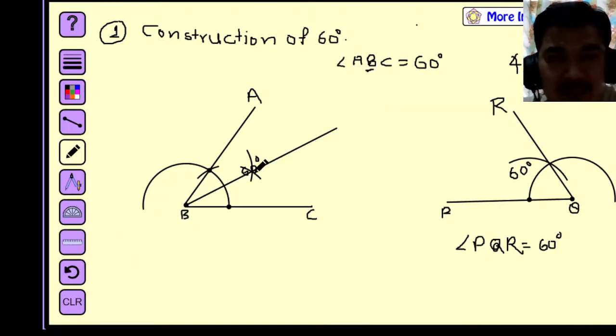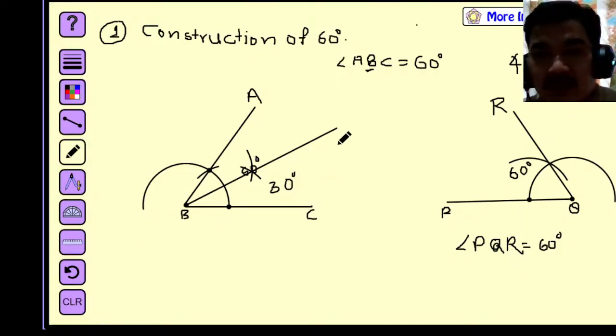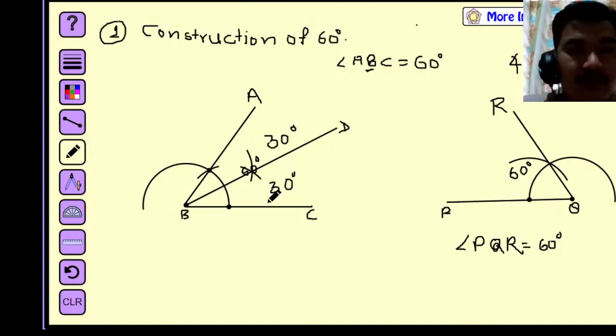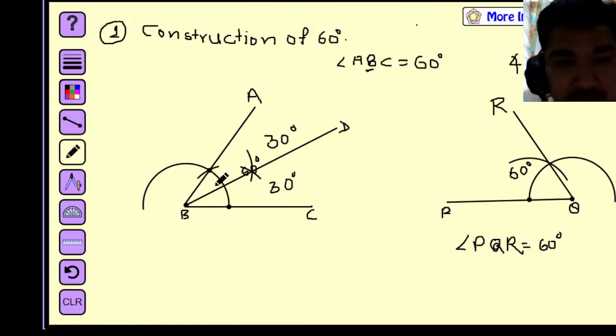Before, it was a total of 60. Now these two angles, suppose D B C, this also became 30. The other angle A B D also became 30, and this total angle was 60 degrees. Like this we draw 60 degrees, then 30 degrees from 60 and 0.